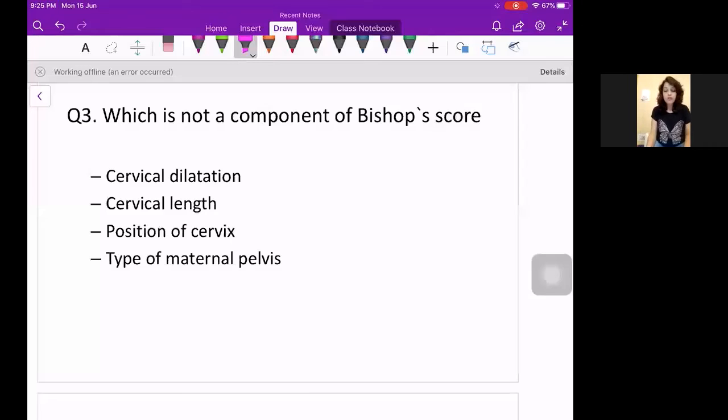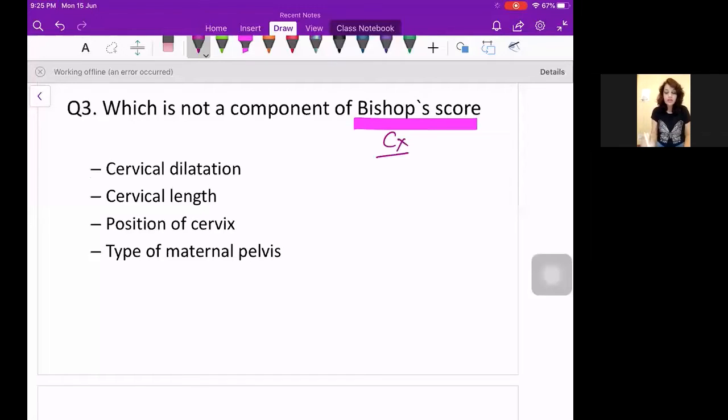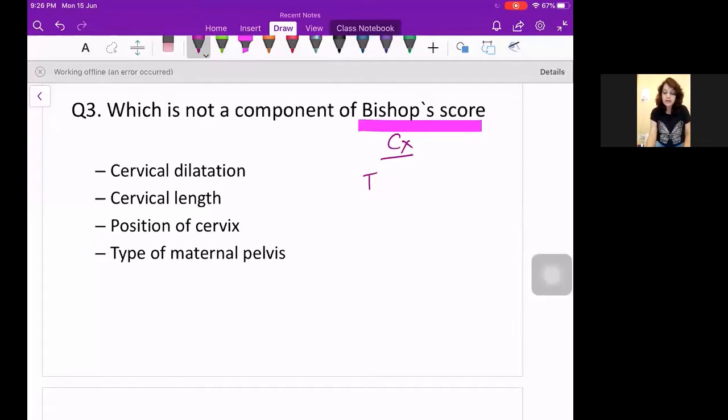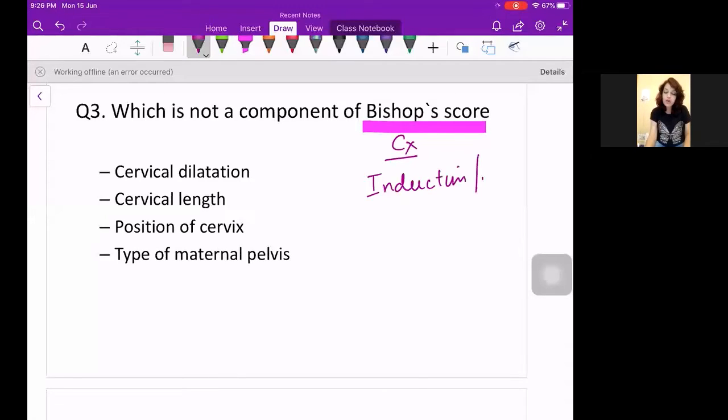Now, we move on to the next question: which is not a component of Bishop's score. Bishop's score is a scoring for the cervix, and it is used for checking five components before you plan the induction of labor or you have to augment the labor. So it is the status of the cervix.